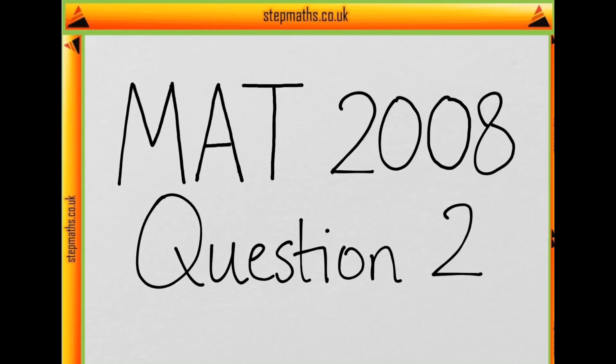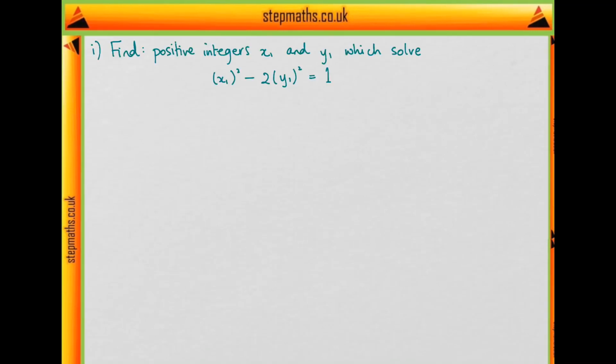In this video I'm going to go through Math 2008 question 2, and for part 1 of this question they want us to find a pair of positive integers x1 and y1 that solve this equation. Okay, well we know that 2y1 squared must be even, and so if the difference between x1 squared and 2y1 squared is 1, then x1 squared must be odd.